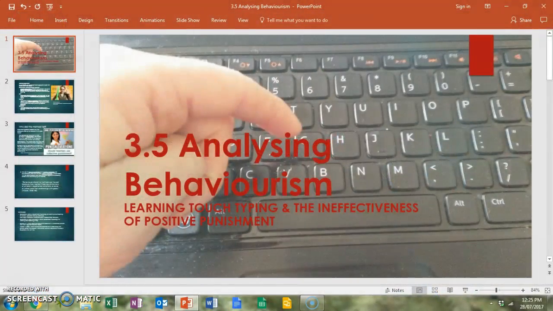So, I'm just trying to pull up my PowerPoint. Bear with me, I've never used Screen-O-Matic or PowerPoint before, so there we go. So, analysing behaviourism, learning touch typing, and the ineffectiveness of positive punishment.